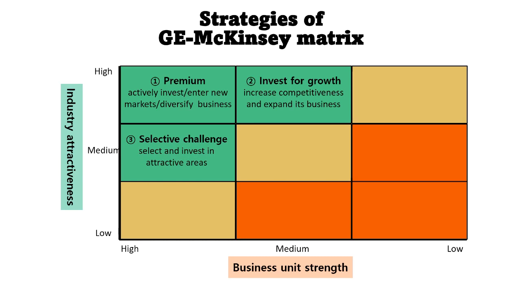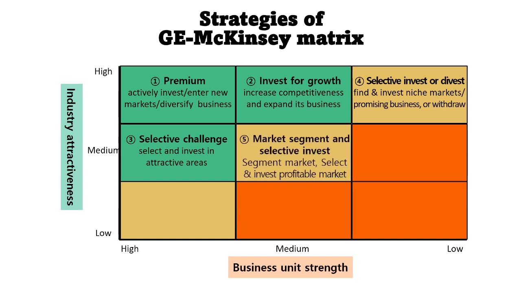It is an area where industry attractiveness is medium but business unit strength is strong. Therefore, a selective challenge strategy is needed to select and invest in attractive areas where the company has strengths. Zone 4 is called the selective invest or divest area. It is an area with high industry attractiveness but low business unit strength. A selective invest or divest strategy is needed to find niche markets or promising business units where the company's strengths can be demonstrated. Invest selectively and withdraw from business units that do not.